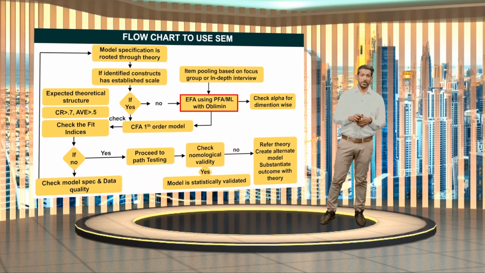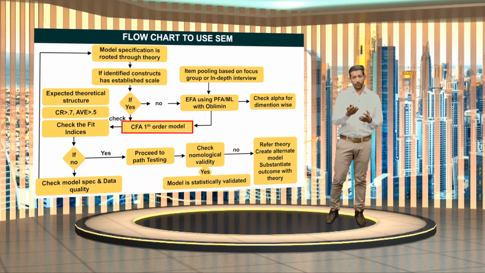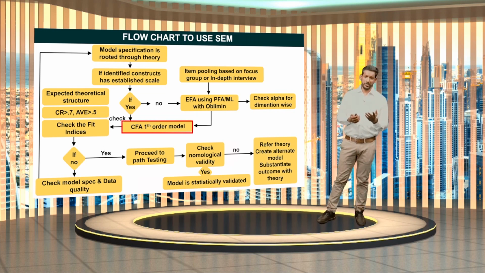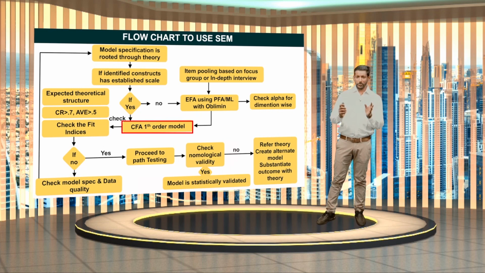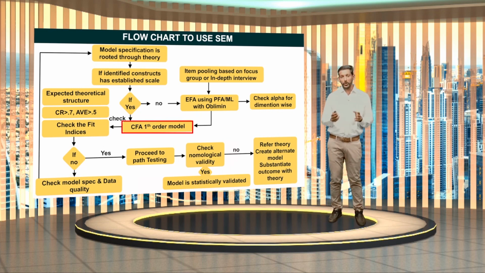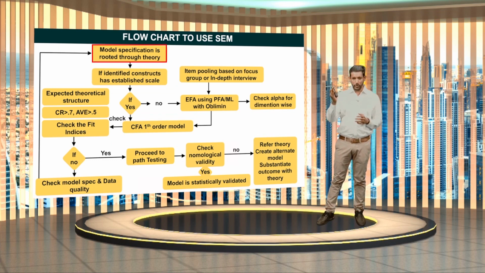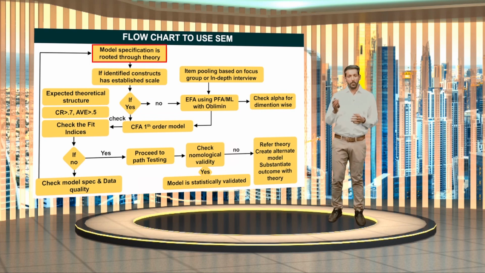The other approach is, if the scale is already established, there is no need to use an EFA; straight away you can go for a CFA. However, there is a lot of discussion happening here, depending on the support of literature and the objective of the researcher also. So what we are seeing is a very generic framework for how to use SEM. Going back, as a first step, make a model specification which is rooted in theory and ensure that you have a proper scale for that. If there is no scale, please use EFA and come to CFA. Otherwise, you can directly come to CFA.